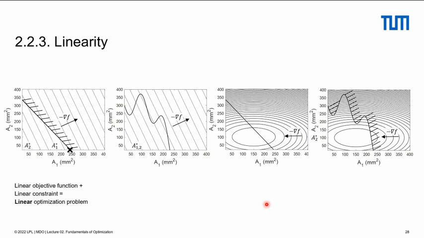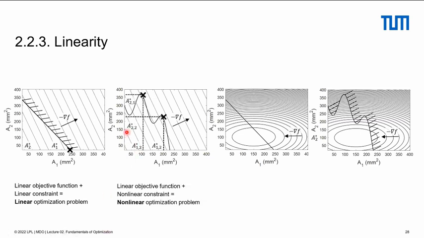Good. So it's important to distinguish between linearity of your objective function and linearity of your problem. You may have a linear objective function, which you can identify in this plot by lines representing the linear contour lines of your objective function. And when you have a linear constraint function, meaning you have a linear constraint, then your problem is linear. And then there are algorithms for linear optimization problems.